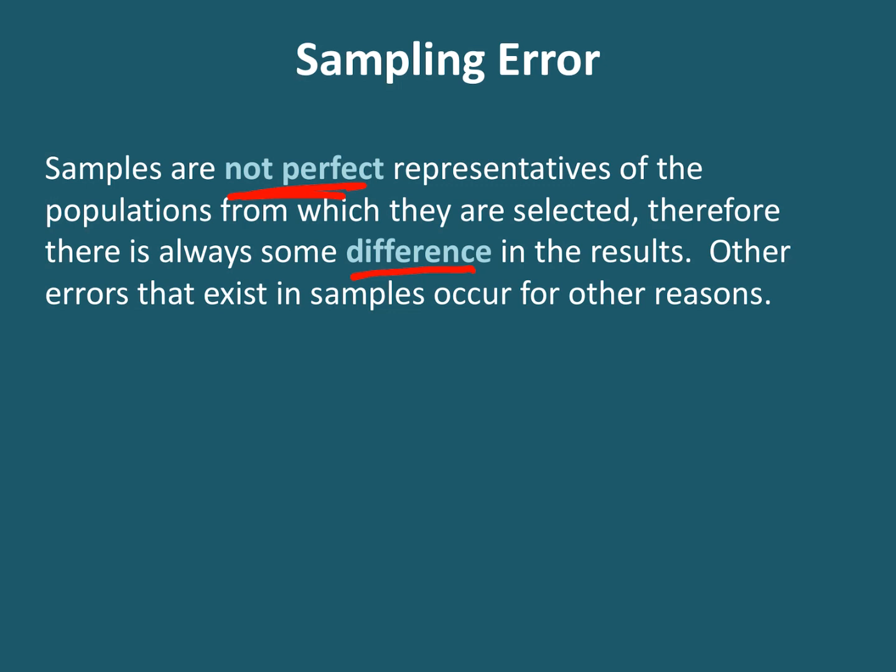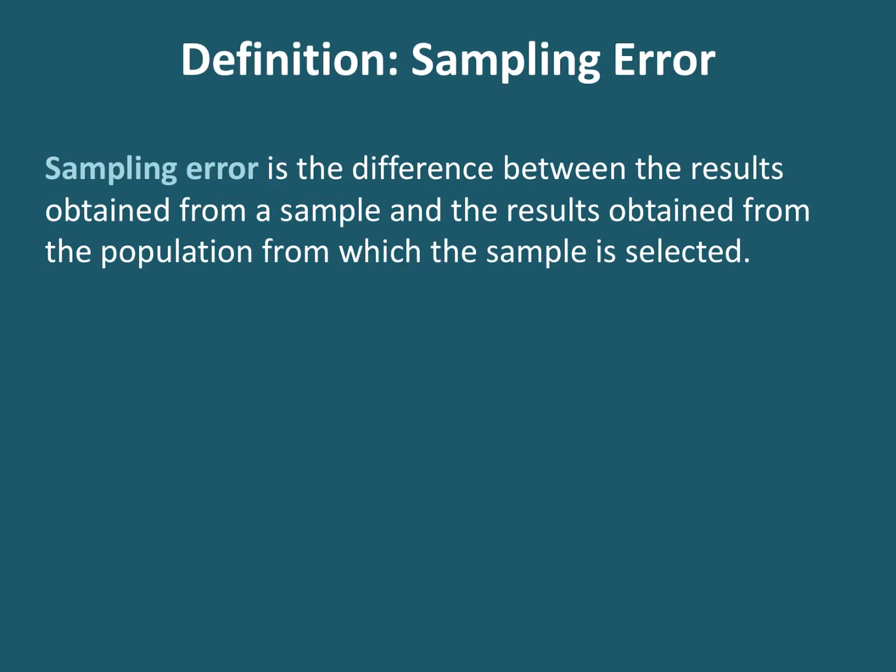Now, other errors that exist in samples occur for other reasons. But this is going to be something that you have to be aware of when it comes to statistics. Let's first talk about the definition. Sampling error is the difference between the results obtained from a sample and the results obtained from the population from which the sample is selected.